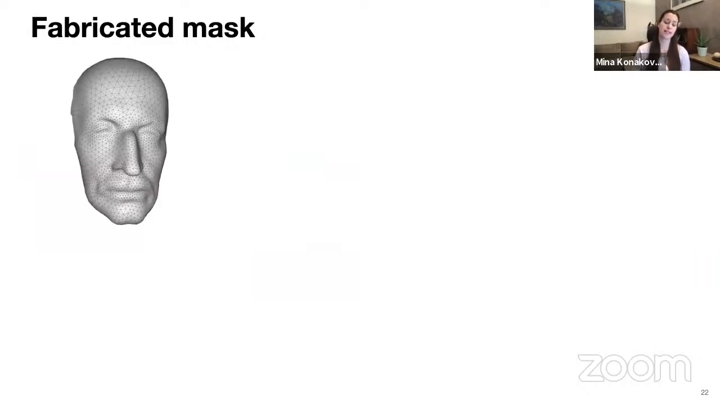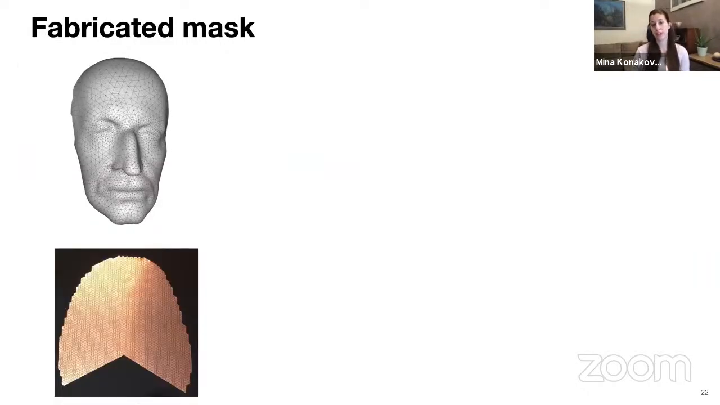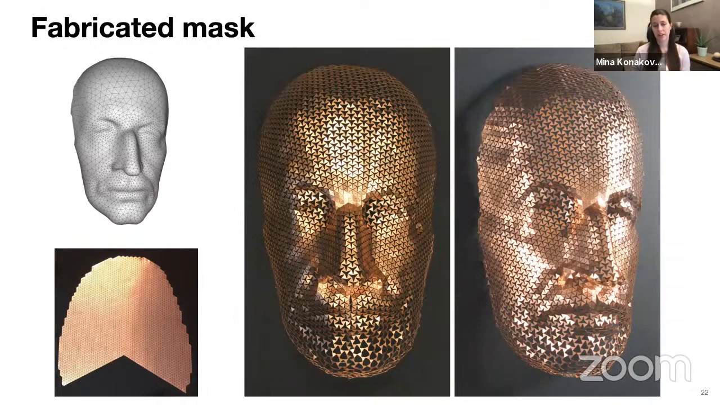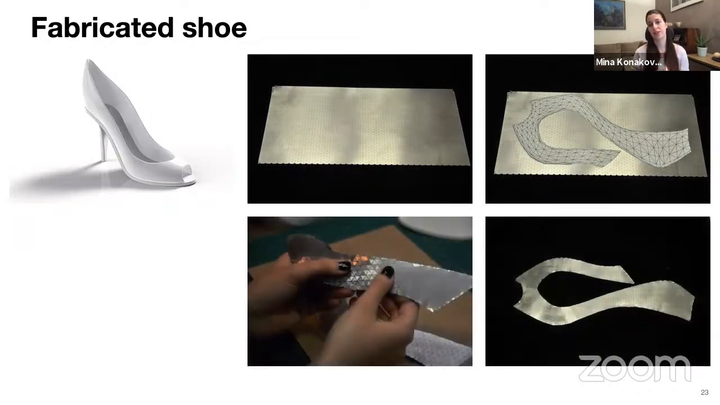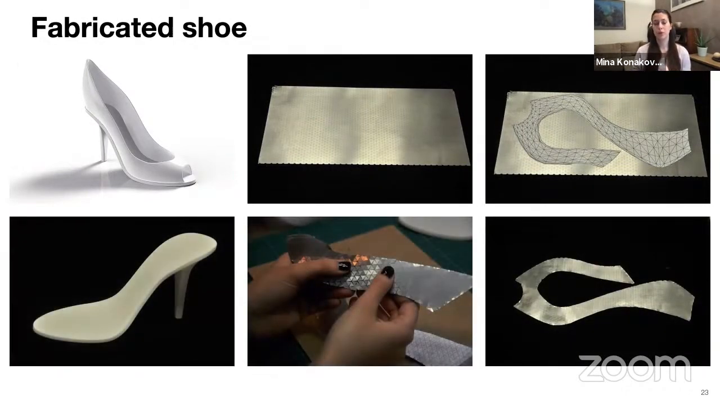And to verify our approach, we fabricated the mask example with the copper sheet. And here is the final result. So thanks to our global optimization approach, we are able to obtain the approximation without visible seams. And the triangles along the cut match up perfectly. So from the tip of the nose to the bottom of the chin, the triangles are preserving the topology and their connectivity everywhere. And another example is this high heel shoe made from aluminum auxetic sheet.